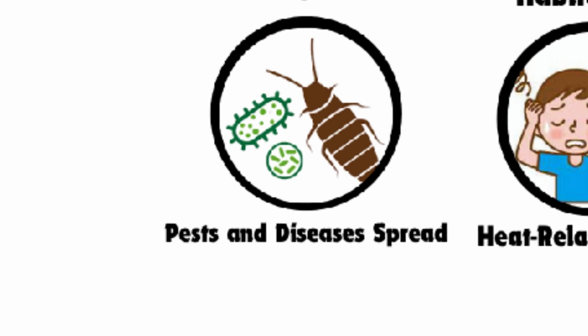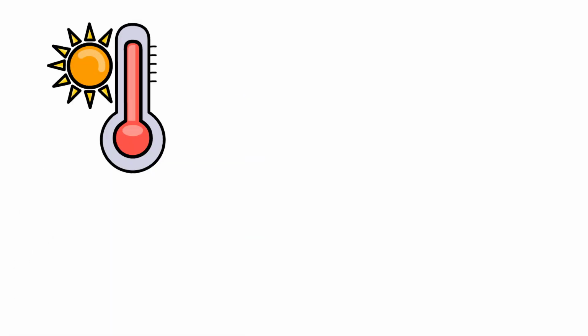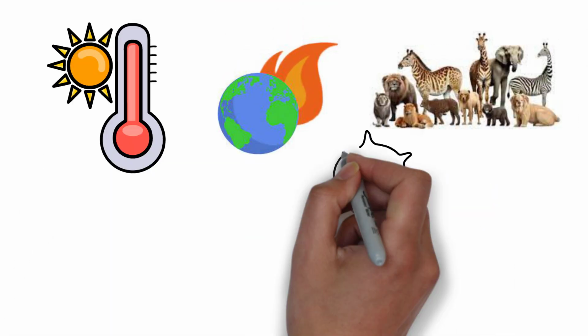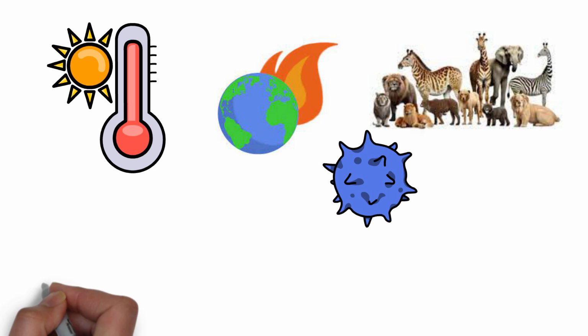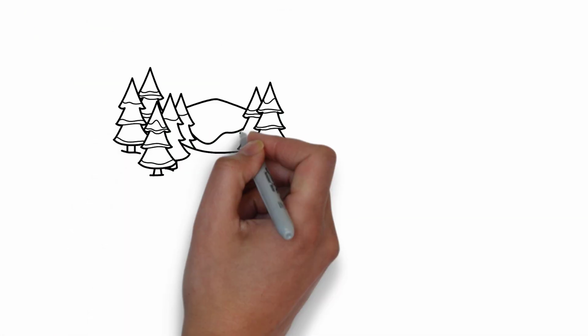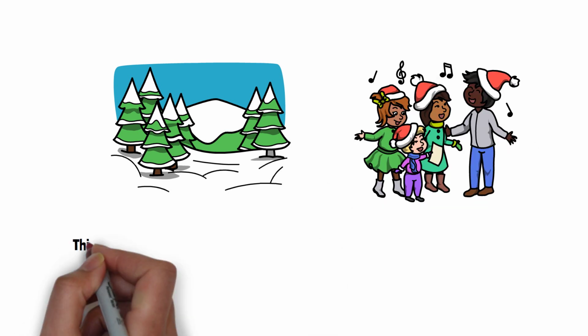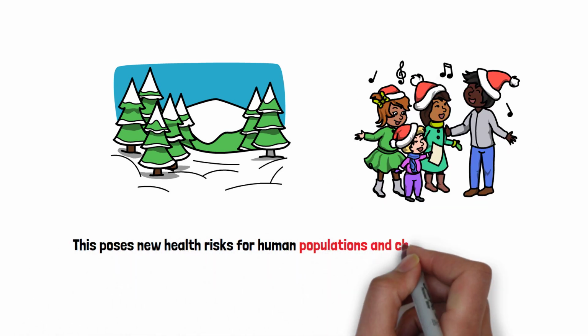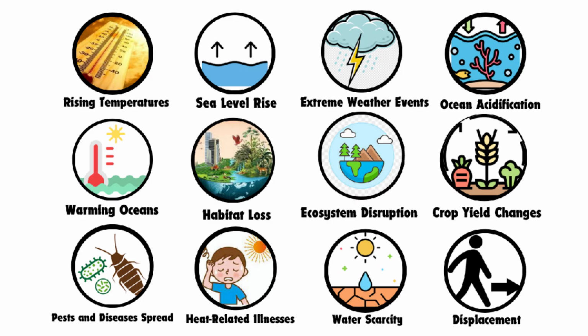9. Pests and diseases spread. Warmer temperatures and changing climates allow pests and diseases to spread to new areas. For example, insects that carry diseases like malaria or dengue fever can thrive in regions that were previously too cold for them. This poses new health risks for human populations and challenges for agriculture.